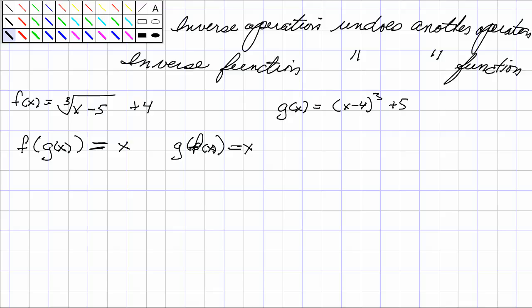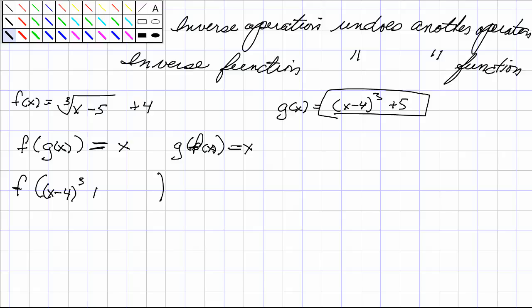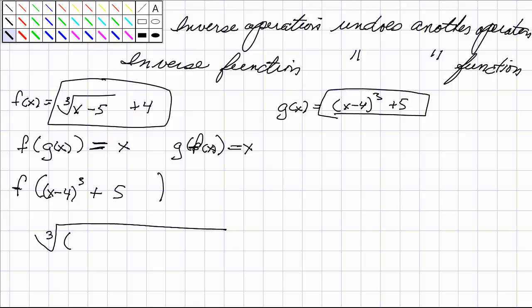So let's actually do that. f of g of x would be f of the g of x function. The g of x function is (x minus 4) to the power of 3, plus 5. So then I'm going to rewrite my f function. Here's the f function. The f function says you take the third root of the input, subtract 5, then outside of the radical you add a 4. See, that is the f function.